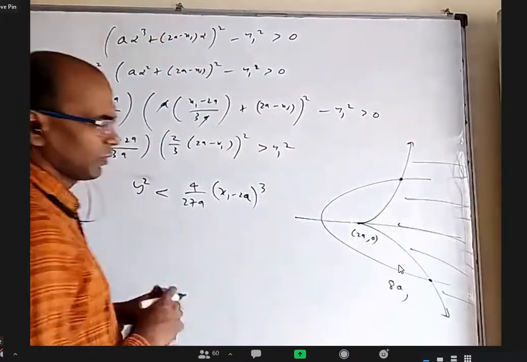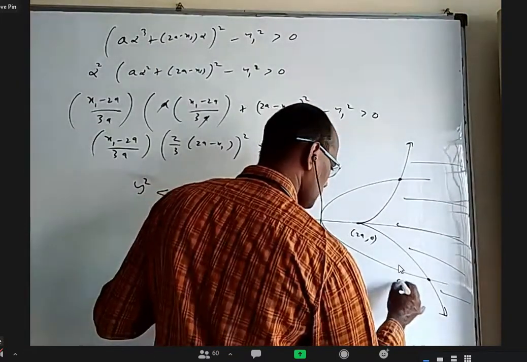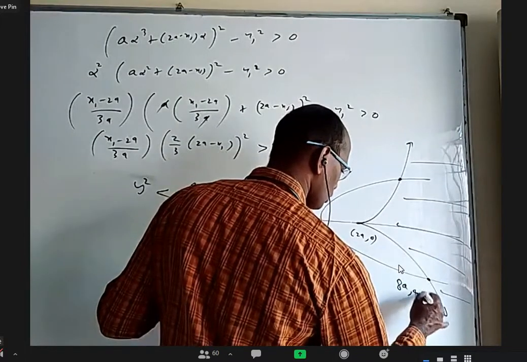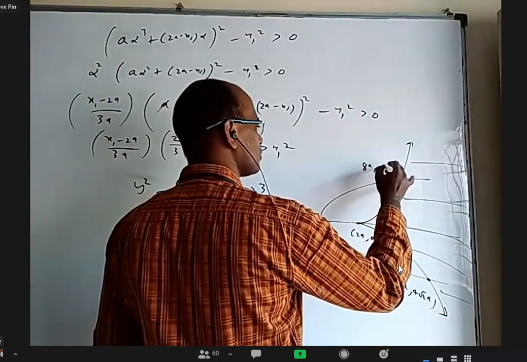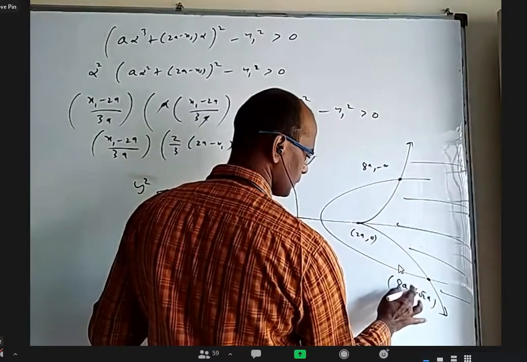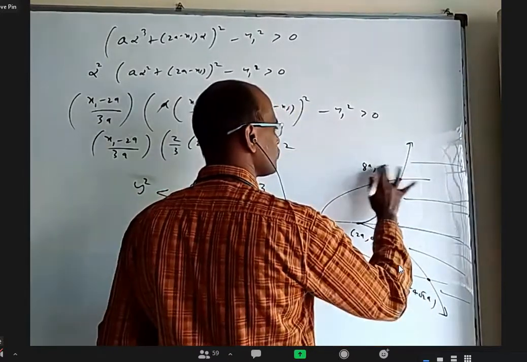Okay, so the x coordinate is 8a and correspondingly the y coordinate will be what? 4 root 2a. Okay, so this point is 8a comma 4 root 2a. This is 8a comma, sorry, minus 4 root 2a. This is 4 root 2a.